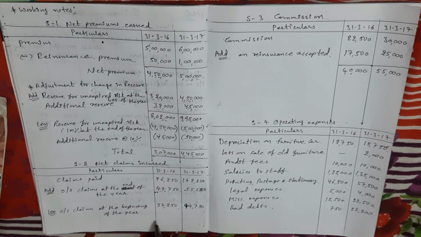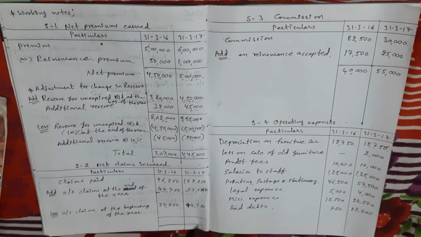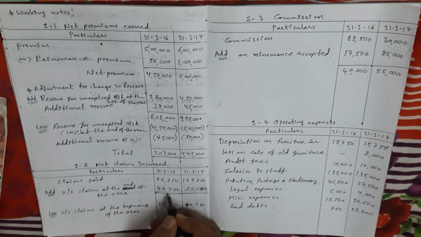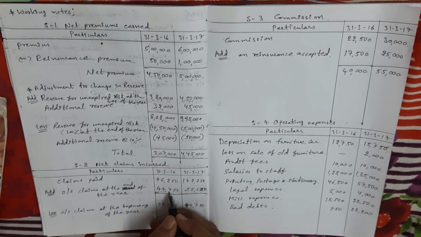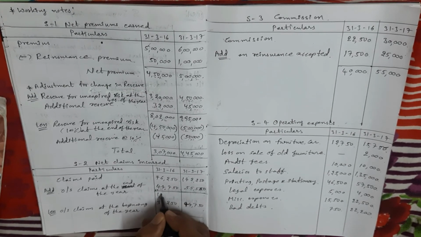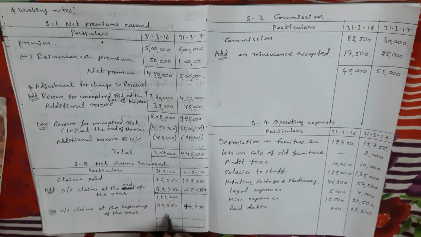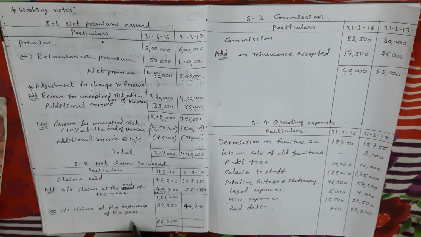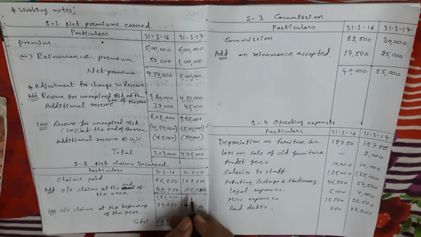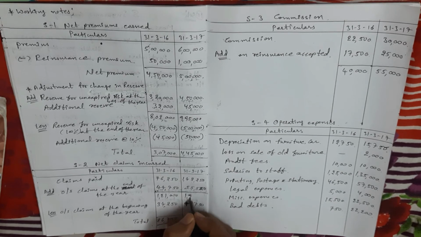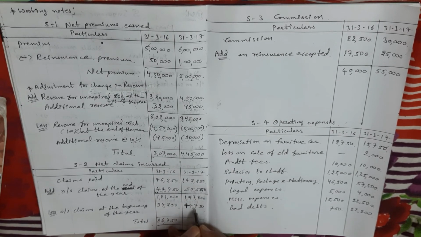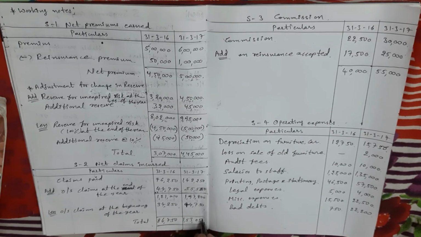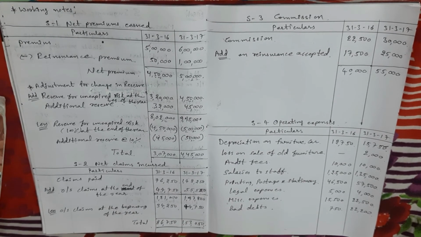Next, net claims. At the end of the year, outstanding claims we have to add. The balance 1,20,000 last year minus 34,250. Total is 86,750 last year. Next, present year: 197,800 minus 44,750, 153,050. Next, schedule number 3.